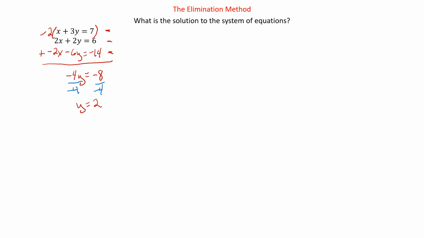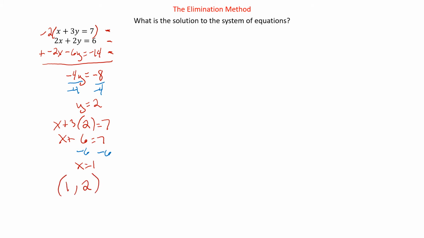because it's just bigger. The numbers are bigger. I would choose one of the 2 originals. In this case, I would specifically choose the top one just because that's easier. So we have x plus 3 times y, but y is 2, equals 7. So we have x plus 3 times 2 is 6, equals 7. And we can subtract 6 from both sides to get x equals 1. So our solution, x is 1, y is 2.